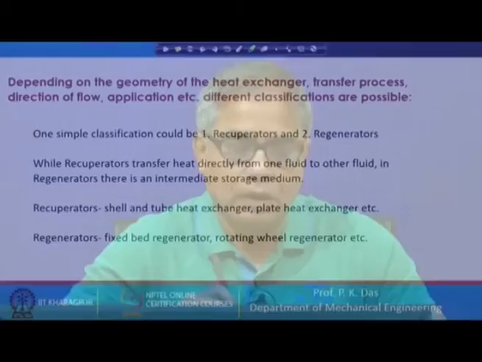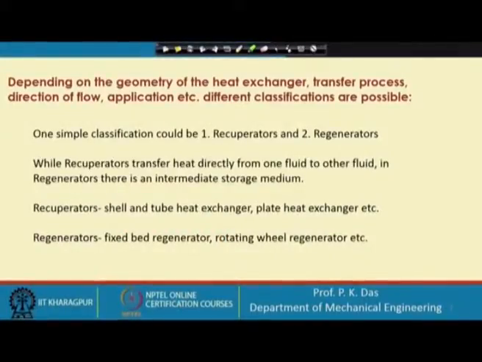Maybe we will repeat some of the points which we discussed in our last lecture, because they are very important, and then we will proceed with further classification. So, initially I told you that depending on the geometry of the heat exchanger, heat transfer process, direction of flow, application, etc., different classifications are possible.